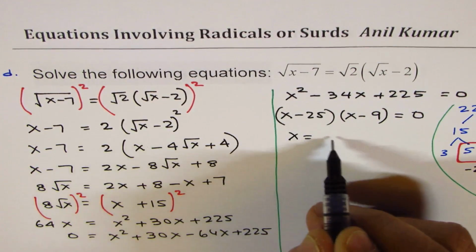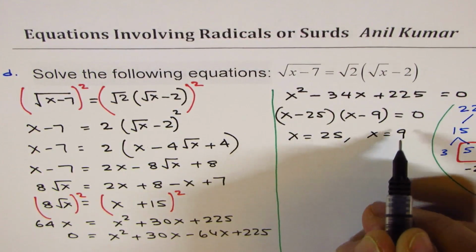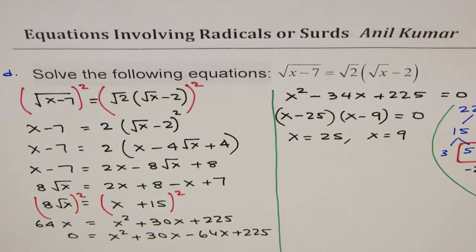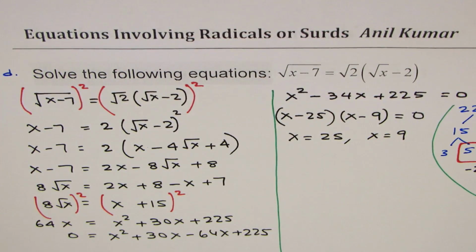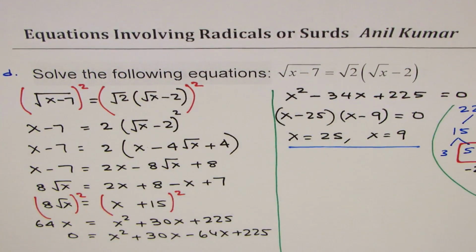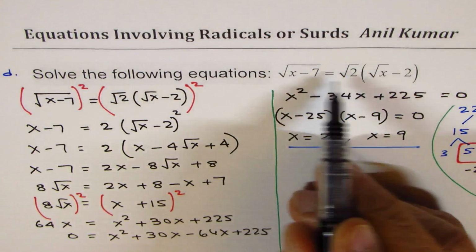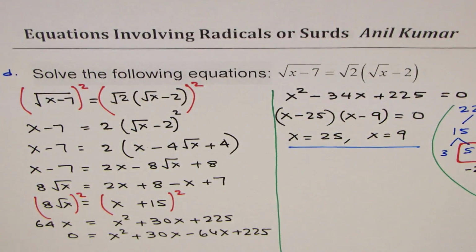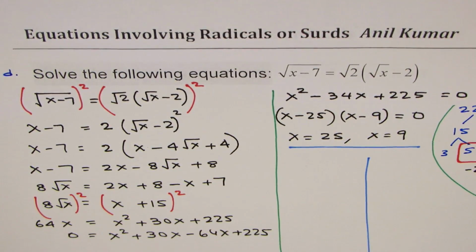That gives me x equals 25 as one solution, x equals 9 as the other possible solution. So we do get two solutions as you see here, but there is a possibility of extraneous roots. So let us check our roots. Now we can substitute into the given equation and check. So let's check with both one by one.